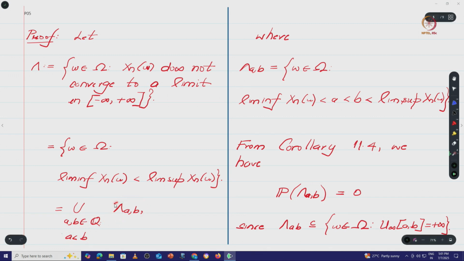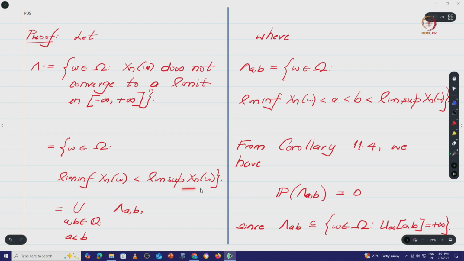So what is Lambda AB now? Lambda AB is the collection of all those omegas where the lim_inf is strictly less than A, and A is strictly less than B, and B is strictly less than lim_sup. Okay, so let us try to understand what we are doing over here.